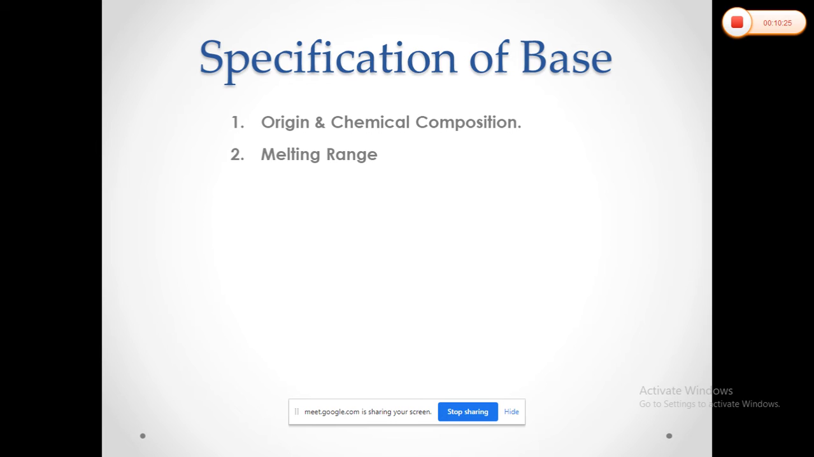The second one is the melting range. As we are discussing, the first point itself is that the base should melt or dissolve in a body cavity at our body temperature, right? We have already discussed that. So obviously the melting point of that particular base has to be considered. The melting range of a specific base indicates the temperature at which the fats start to melt and the temperature at which it completely melts. So that will be the range.